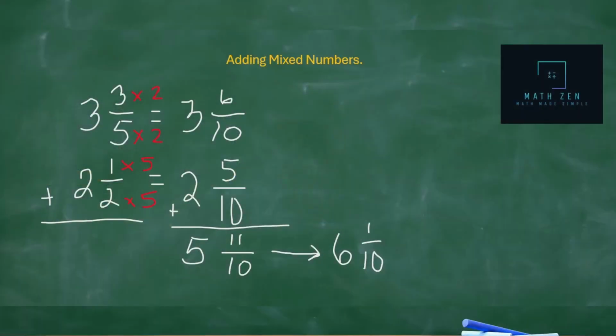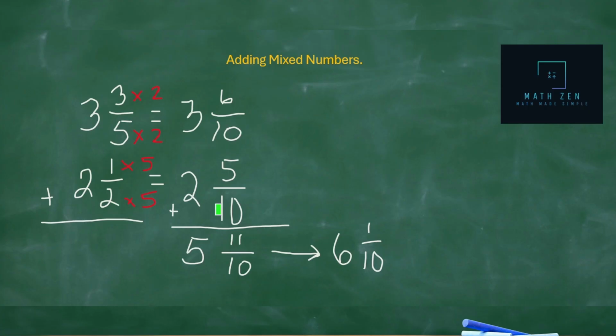All right, on this screen, you can see that we started with the problem of 3 3/5 plus 2 1/2. And what we needed to do first, just like if we were adding regular fractions, is find a common denominator. Notice that 5 and 2 are not common, so we need to look for an LCD. Well, the LCD of 5 and 2 is 10. So if you'll notice here, the new denominator is 10.